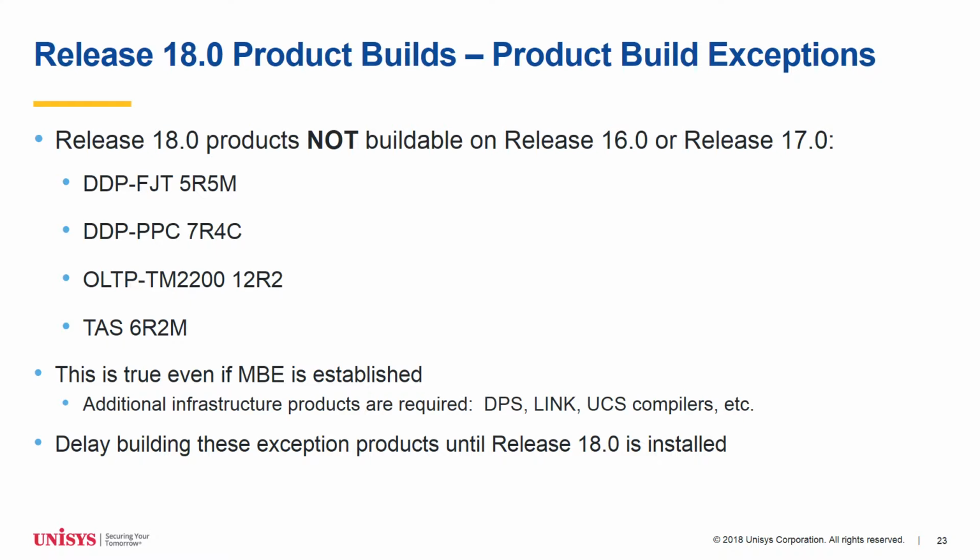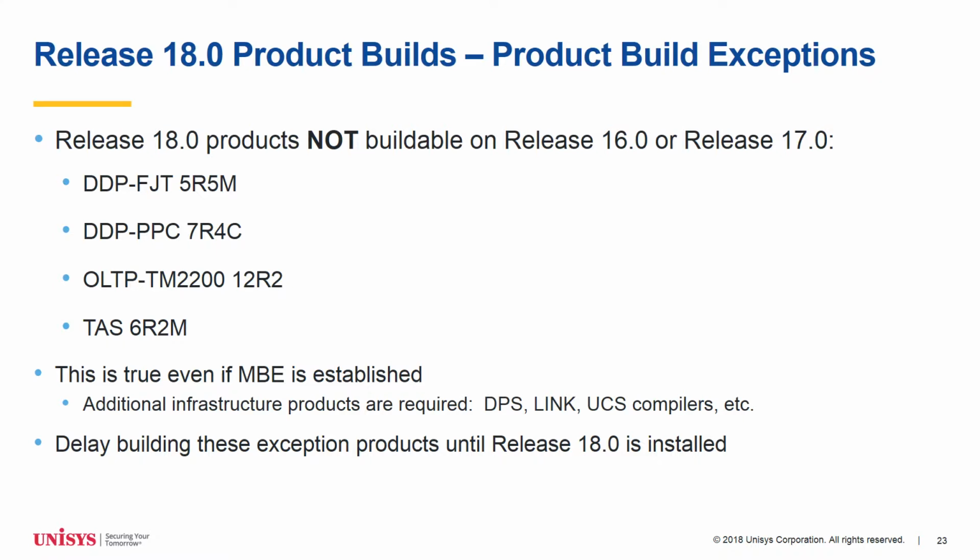If you don't need to build these exception products, you can just install them as part of the normal product installation sequence. However, if you do need to build any of these products for whatever reason, you should delay action for these products until the end of your installation cycle. You can temporarily leave the Release 16 or 17 versions of these products installed on your system while you complete the rest of your move to Release 18. After all of the other Release 18 products are present, perform the product generations for these exception products and install the newly built Release 18 levels of these products.